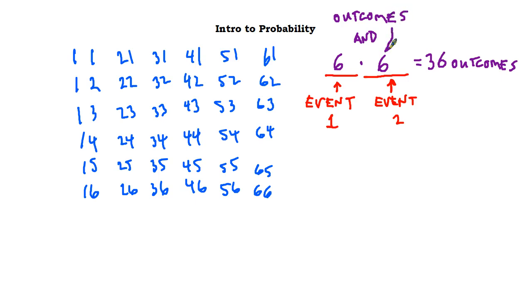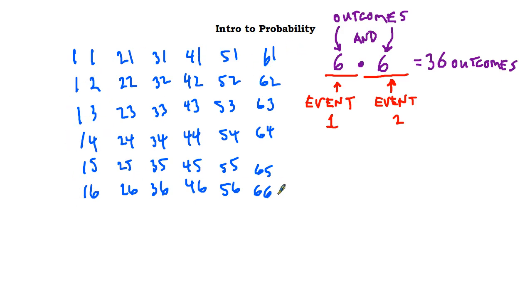It's just that this is an outcome of one event, and this is an outcome of one event. When we think about both events occurring together, we multiply them and we get a total of 36 outcomes when we roll those 2 dice. I wanted to introduce you to this vocabulary.